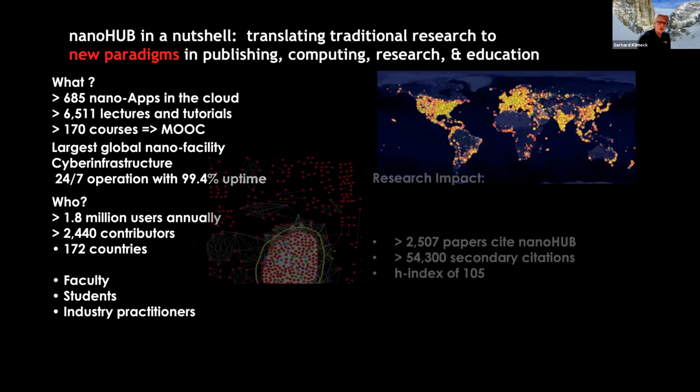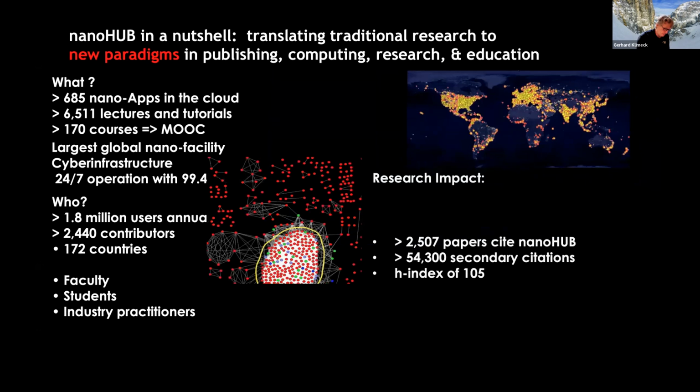So how do we measure research impact? When I started this quite a while ago in 2002, people believed you cannot use somebody else's apps to conduct research. It was a firm belief that this is impossible in the area of nano. And so we started tracking citations to NanoHub, and as of a couple of months ago, we have 2,500 papers citing NanoHub. Most of those papers are not us, but other people.